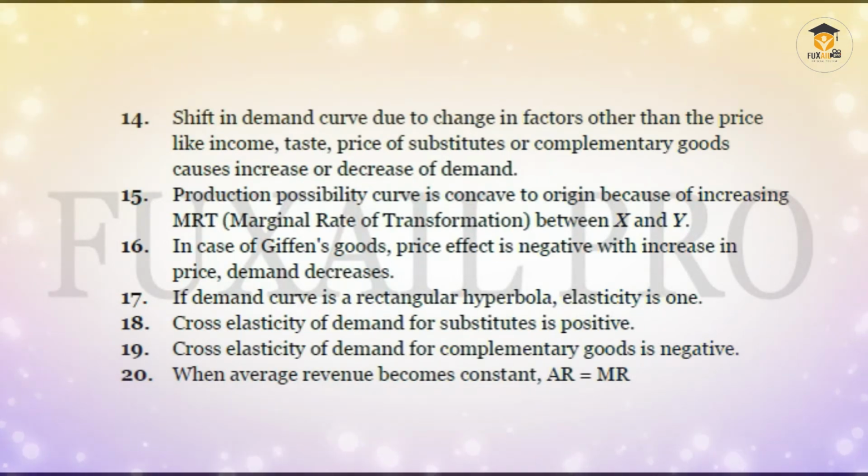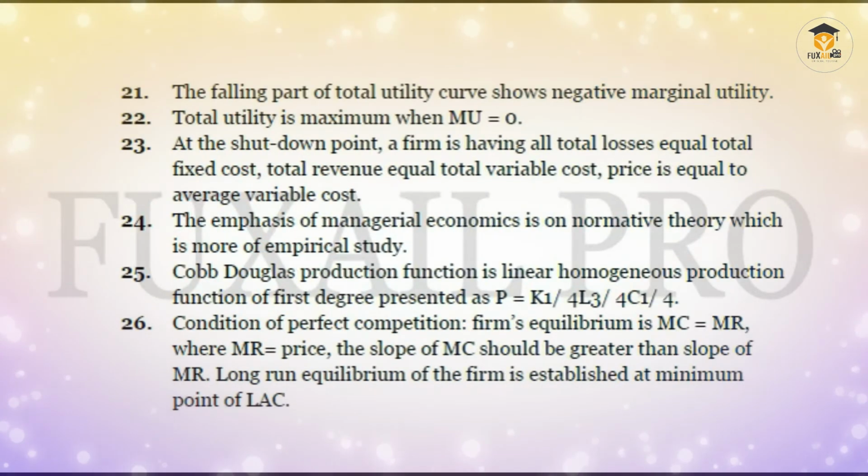20. When average revenue becomes constant, AR equals MR. 21. The falling part of total utility curve shows negative marginal utility. 22. Total utility is maximum when MU equals 0. 23. At the shutdown point, a firm is having total loss equal to total fixed cost, total revenue equal to total variable cost, and price equal to average variable cost.